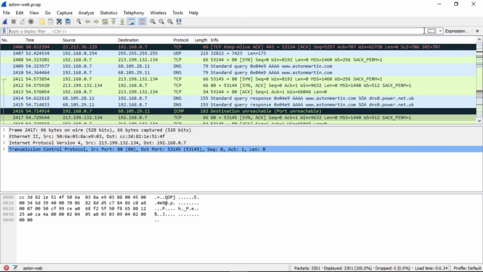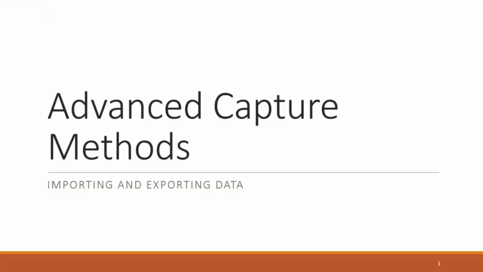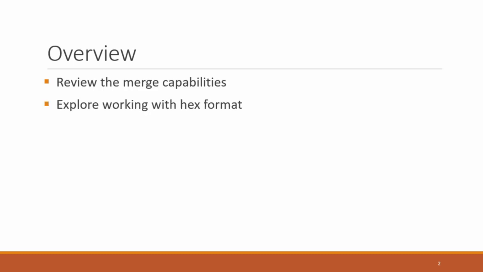Next up, we're going to continue learning more about the capture methods of Wireshark. More importantly, we're going to look at some advanced methods of how to make this process even easier. In this section, we will review some of the advanced capture methods in Wireshark. We're going to look at importing and exporting data from the tool. We will learn the merge capabilities of the tool. Then we'll briefly discuss using hexadecimal files as input to Wireshark.